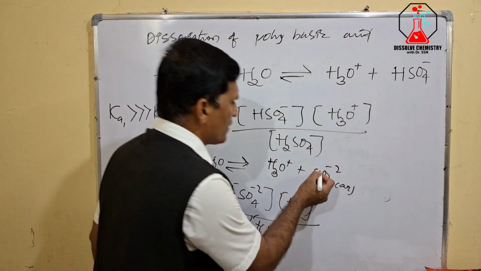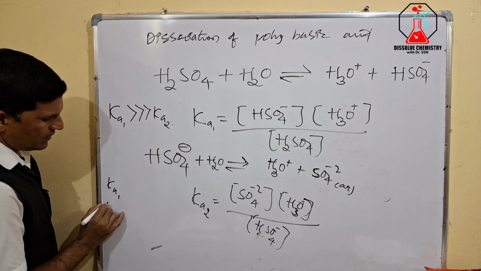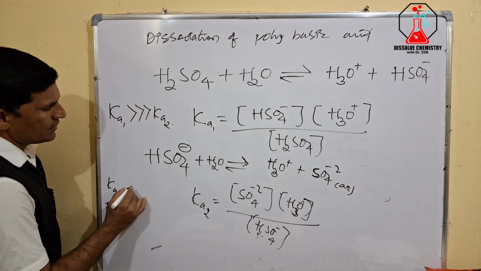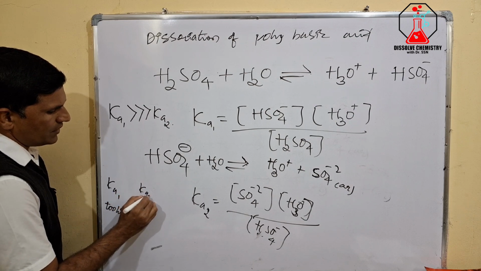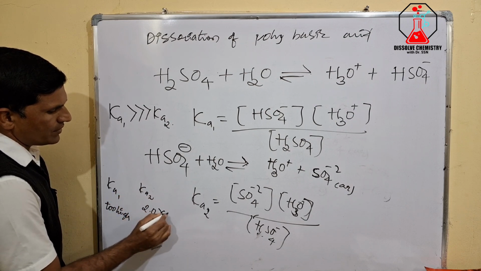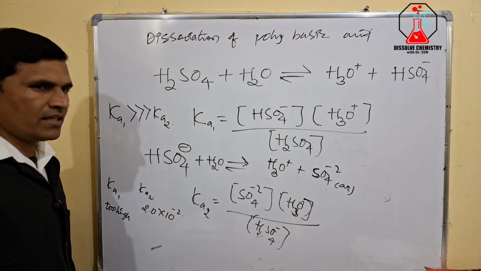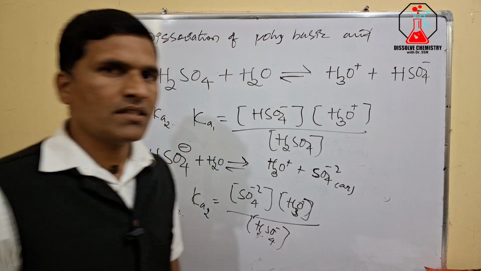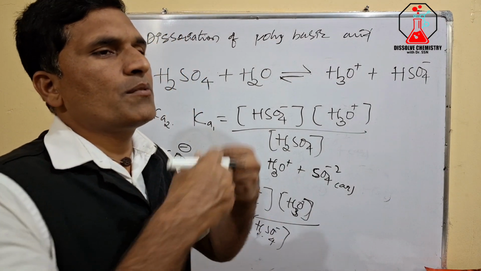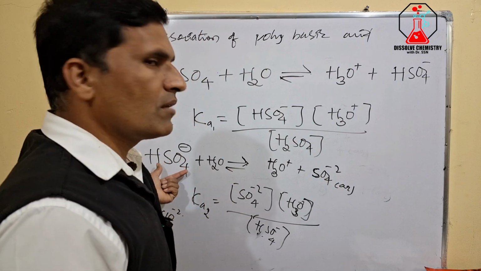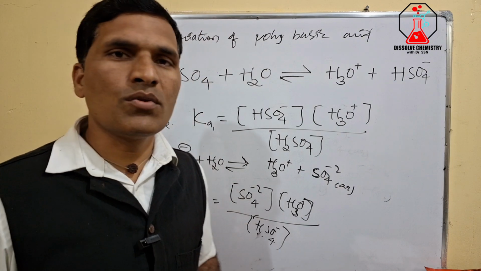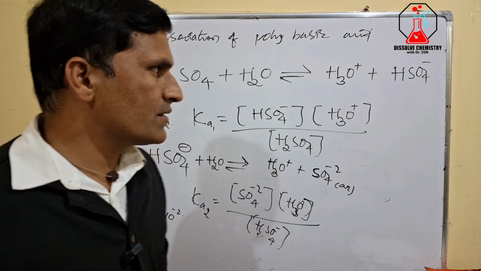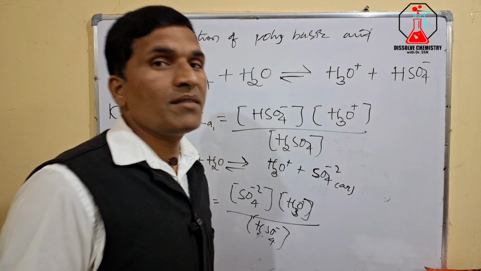If you compare the values, Ka1 is too high and Ka2 is 2.0 into 10 to the power minus 2, which compared to this is too low. What is the reason for that? Because the donation of the proton is now from an ion, not from the neutral molecule. Because of that, the difficulty increases. Similarly, we will take another one, a tribasic acid.